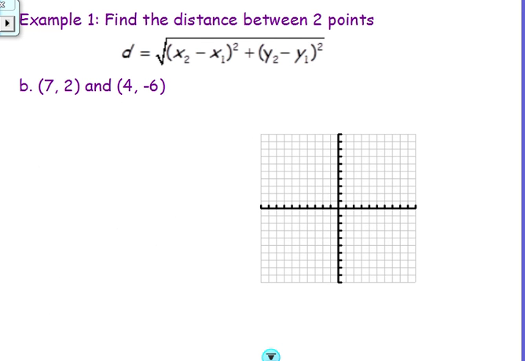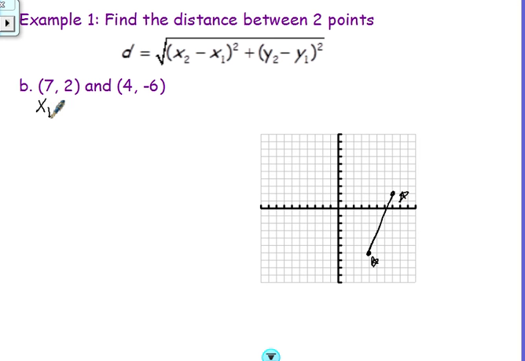All right, let's do another one. Find the distance between these 2 points. 7, 2. So 1, 2, 3, 4, 5, 6, 7, 2. And 4, -6. All right. So I want to know how far it is from here to here.